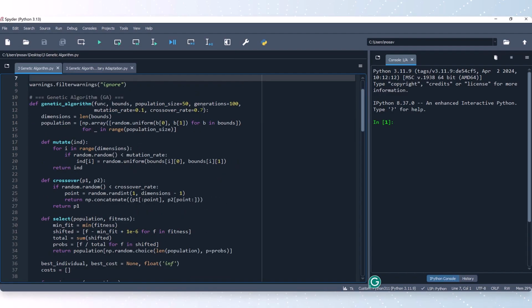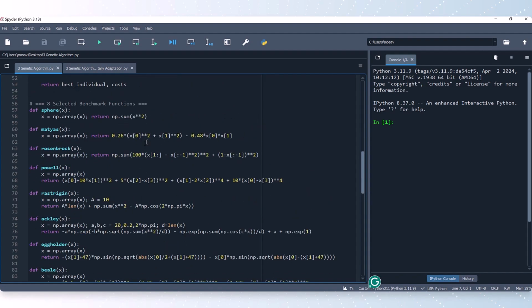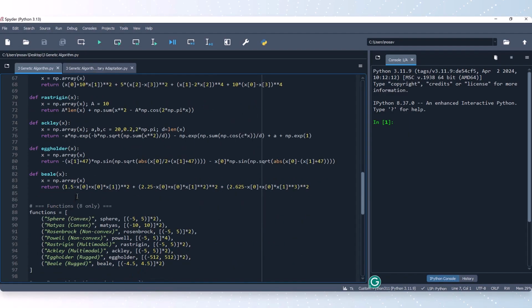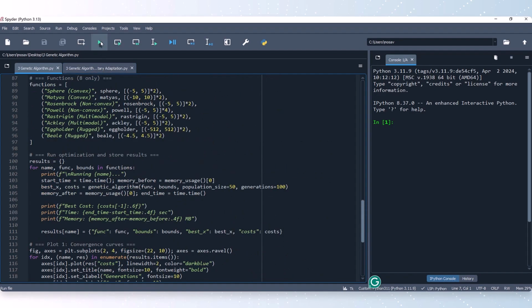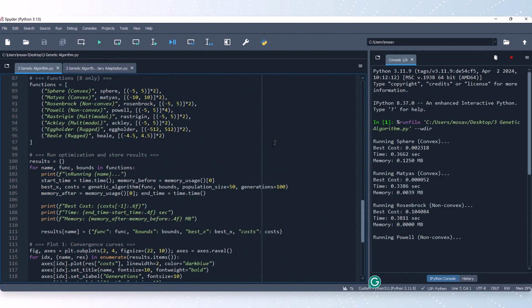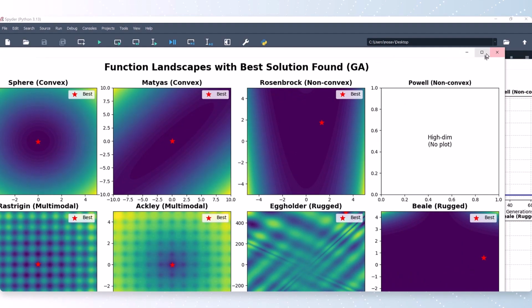Population size is 50 and generations are 100. Also, we have the same 8 selected functions as before, which are Sphere, Matthias, Rosenbrock, Powell, Rastrigin, Ackley, Eggholder, and Bale from different categories. And finally, we have the plot. When I run the code, we get 2 plots.